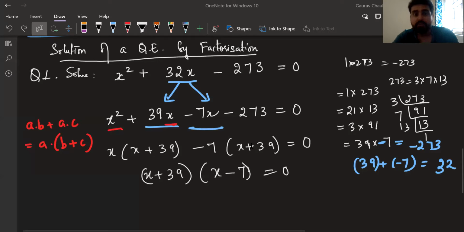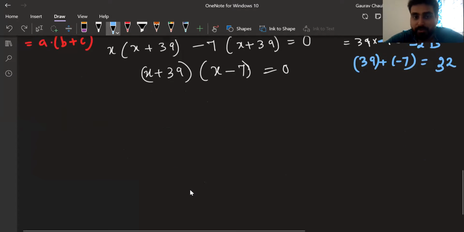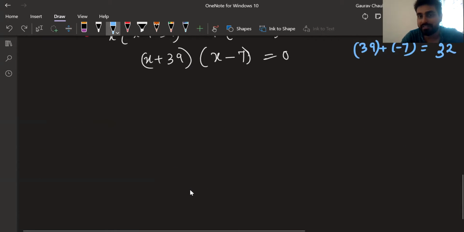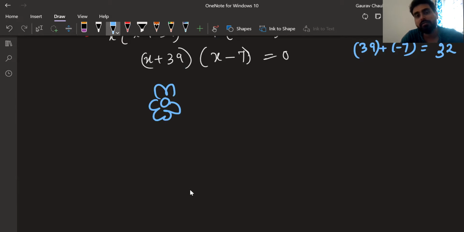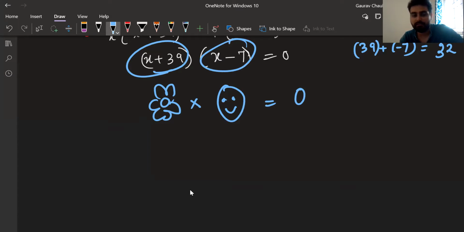I sent, sir. Okay, so we are here. Right now, what we have in this situation is some number into some number is equal to 0. Let's think about this. I have reached (x + 39) into (x - 7) is equal to 0. Basically, let's think of it as flower into smile is equal to 0. This x + 39 is one box, and x - 7 is one box. Finally, when you put some number for x, you will get one number only. This will become some number, and this will also become some number, right?